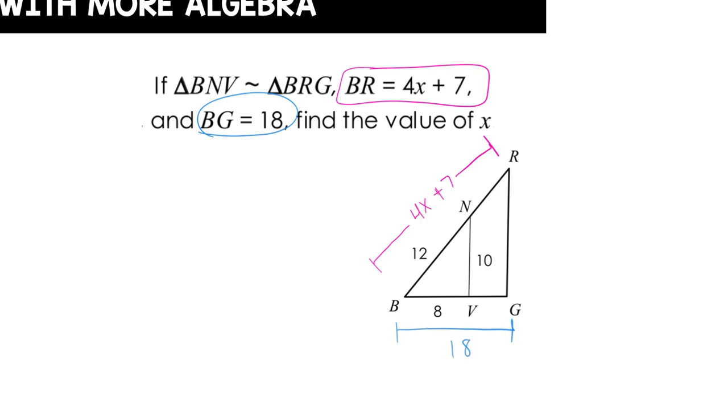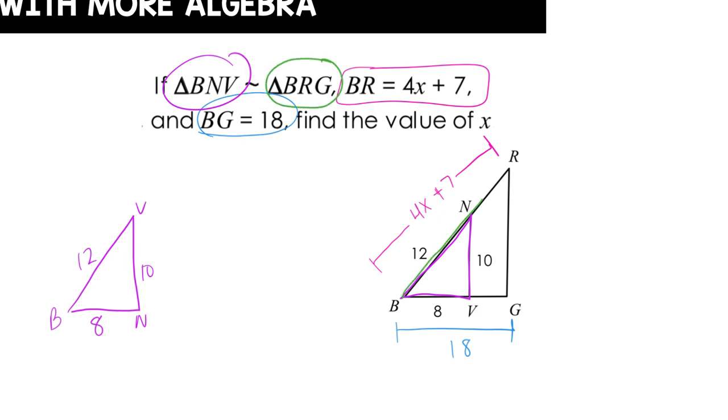Okay, so again, it might be helpful to think of this as two separate triangles. So if you are looking at BNV, for example, BNV is this smaller triangle. I'm going to bring that out here and relabel it. So it's 8, 10, 12, right? That's B and V. And then the bigger triangle, BRG, that's this outer triangle here. I'm going to label that also on the outside. And the bottom side is 18. This side over here, we don't know what this is, but we do know that this side is 4x plus 7. There we go. So this is BRG.